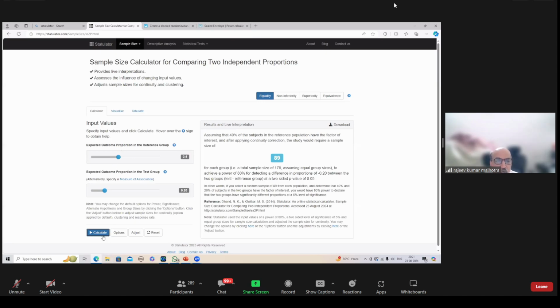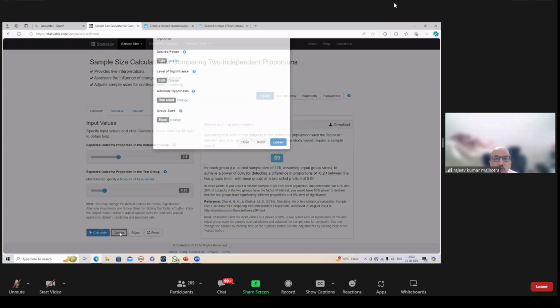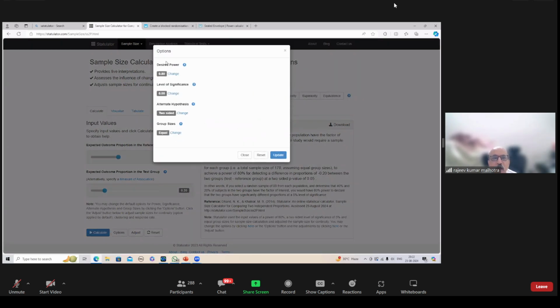After calculation, you can go for the options also. You click on option. If you want to change the power, you can change it here from 80 to 90%. Level of significance, you can change from 5%. The alternative hypothesis, by default it is two-sided, but you can change it to one-sided. You can click on one-sided.